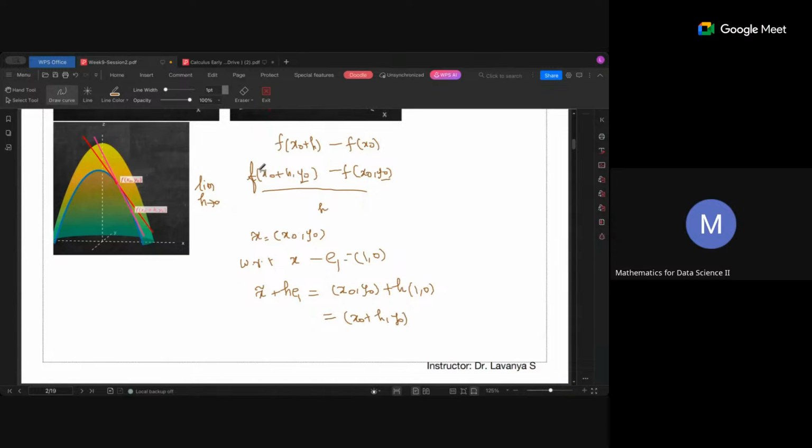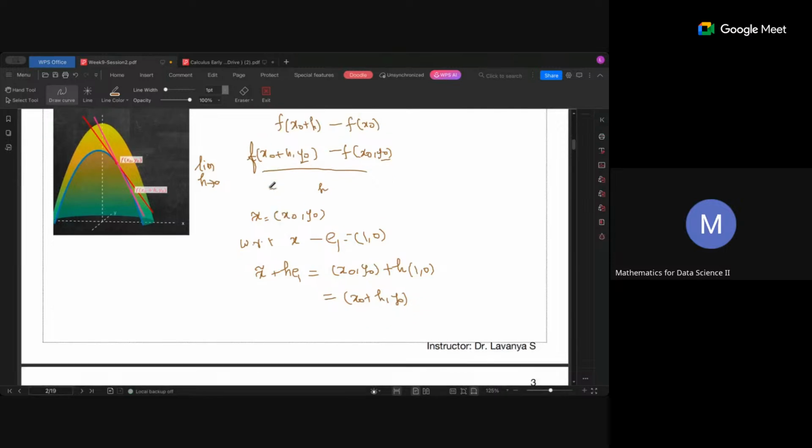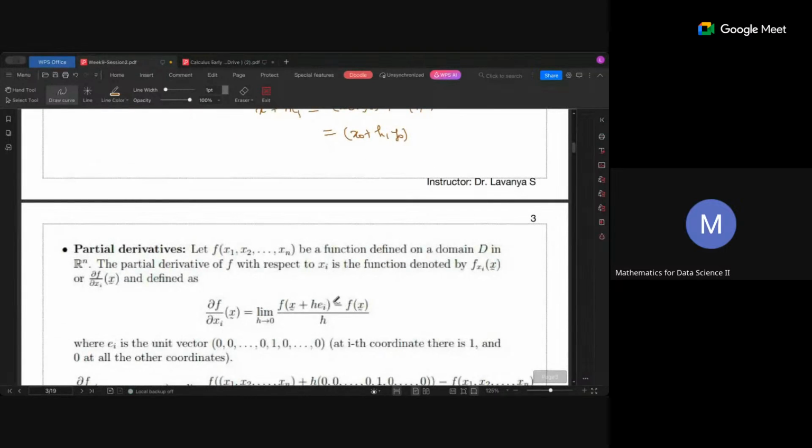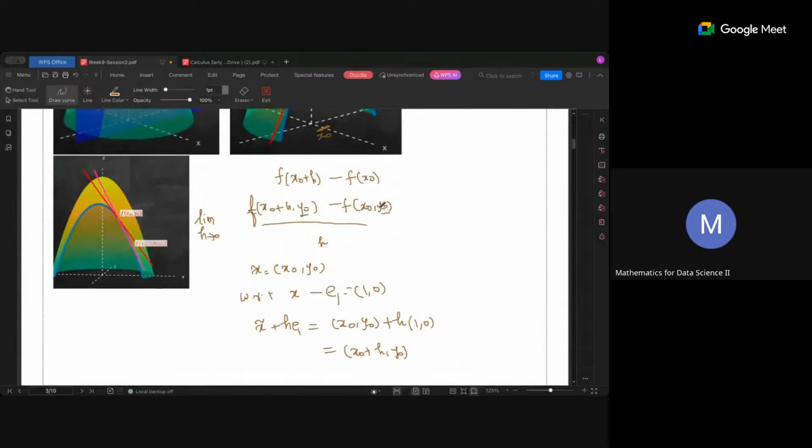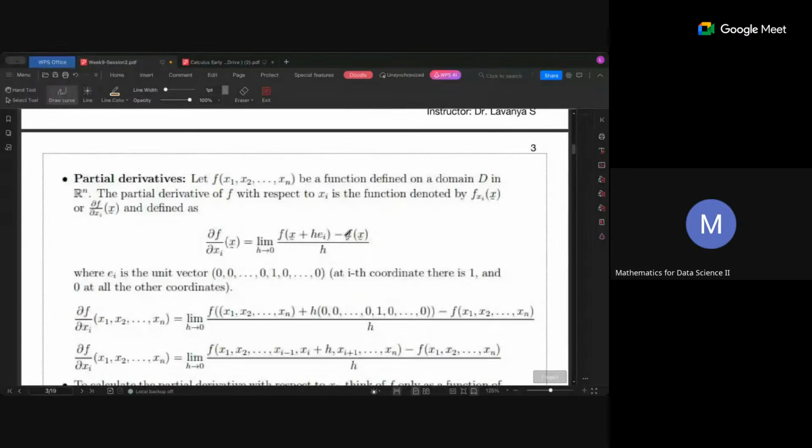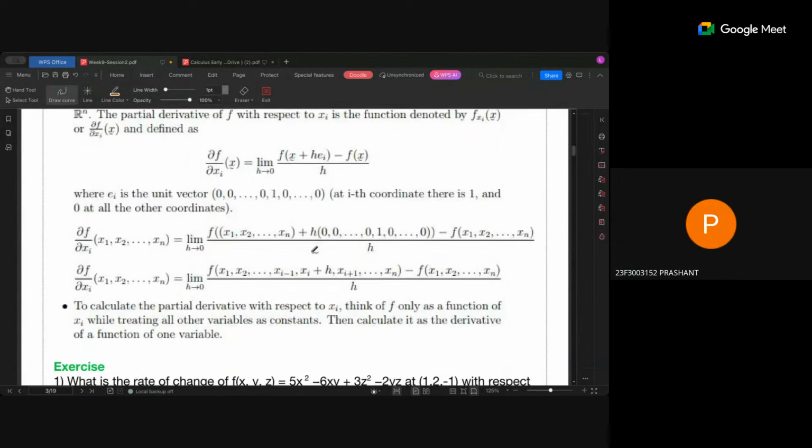Right? This is your first term. So you see that the first term is x tilde plus h, in the case with respect to x, I'm talking about, and then minus f of x tilde, divided by h. Okay, you see how this definition is coming? Yeah? Okay.